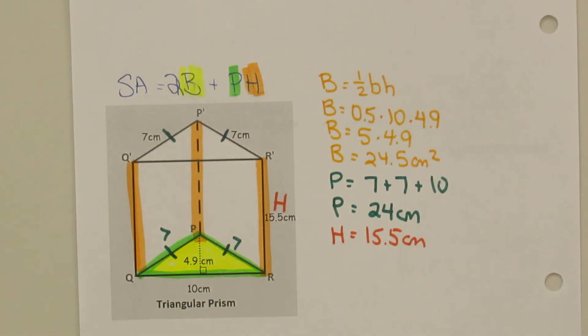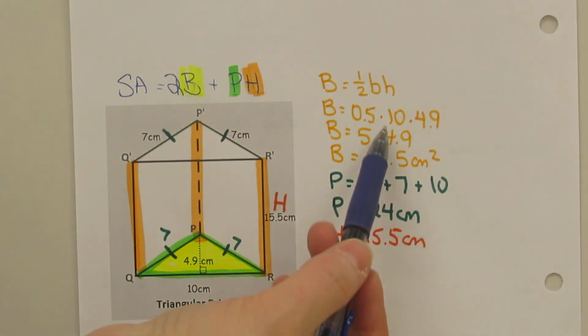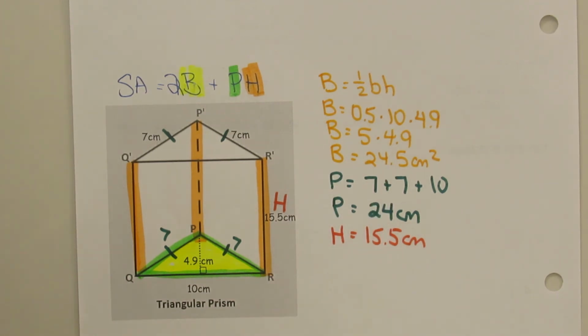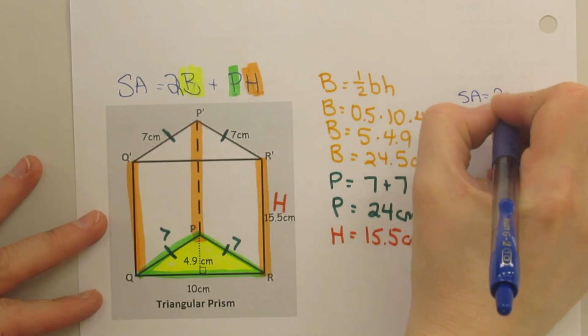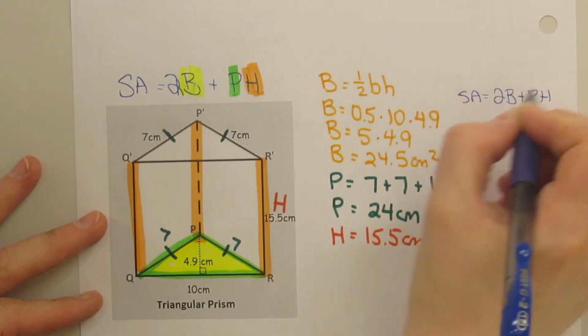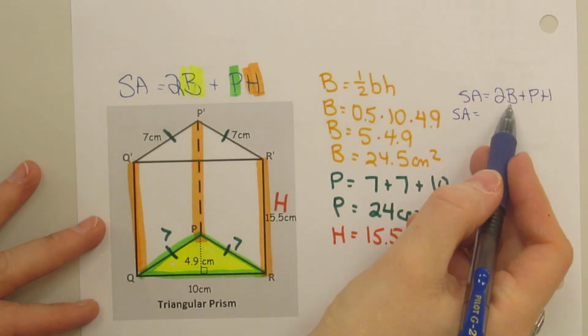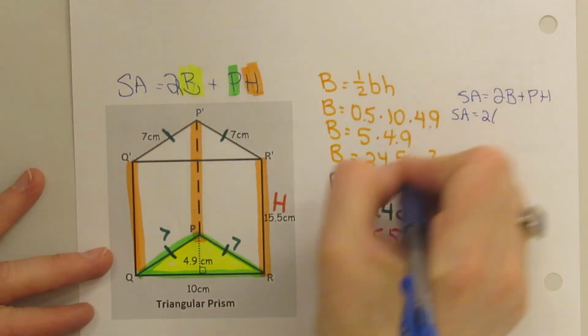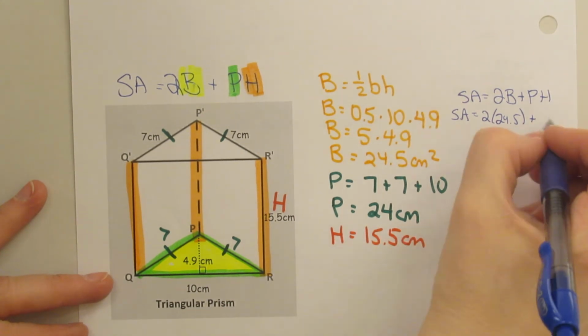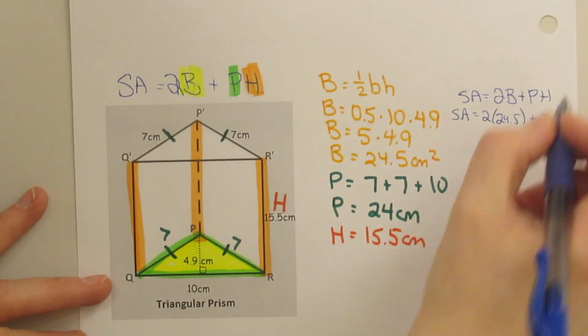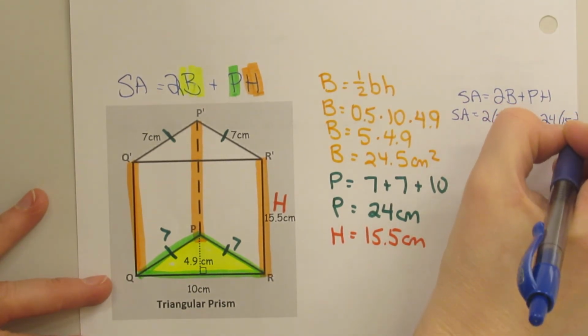So I've collected all the information that I need. For me, I'm going to switch over to my pen. I color-coded those. Makes it easier for me. So now I've got surface area, 2 times the area of the base plus the perimeter times the height. All I need to do is plug in 2 times 24.5 plus the perimeter, 24 times the height, 15.5.